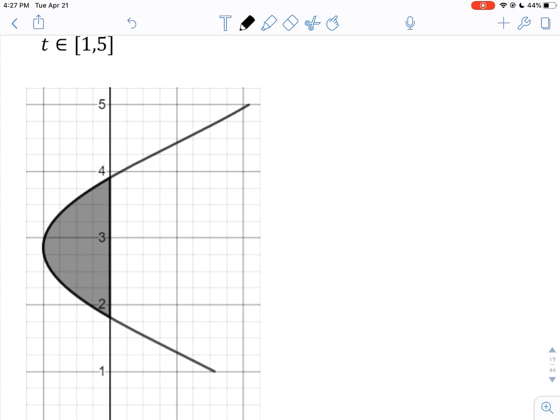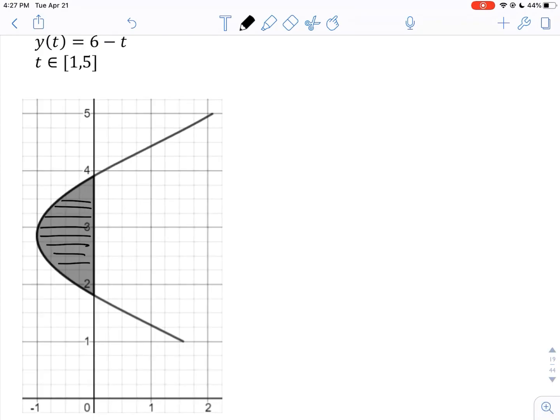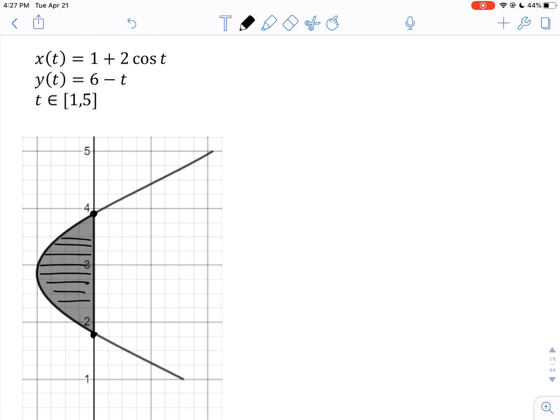Well, in a case like this, sometimes it's helpful to use horizontal strips. We want to find the times where it crosses here and here. In other words, we're trying to find the times where x is 0. We take this and we say, hey, when is x 0? Not x prime, but x. So we solve this equation. Subtract 1, divide by 2, so we get cosine of t is equal to negative 1/2.